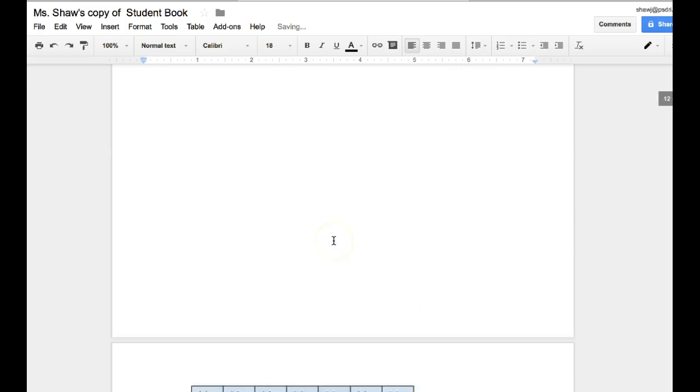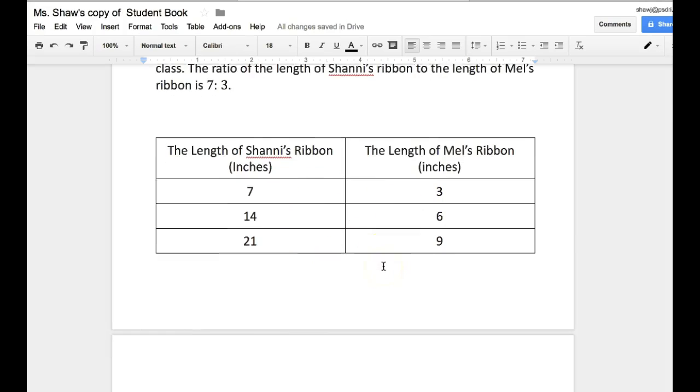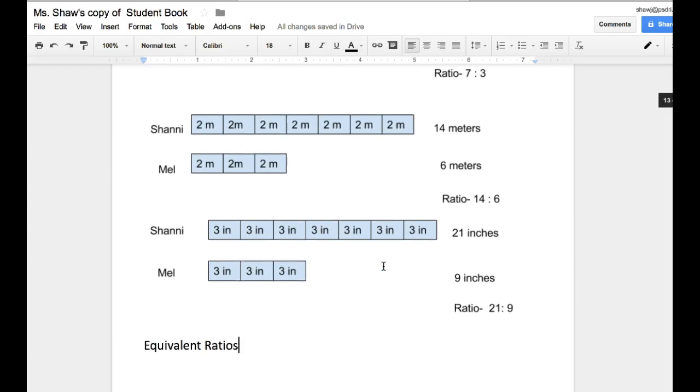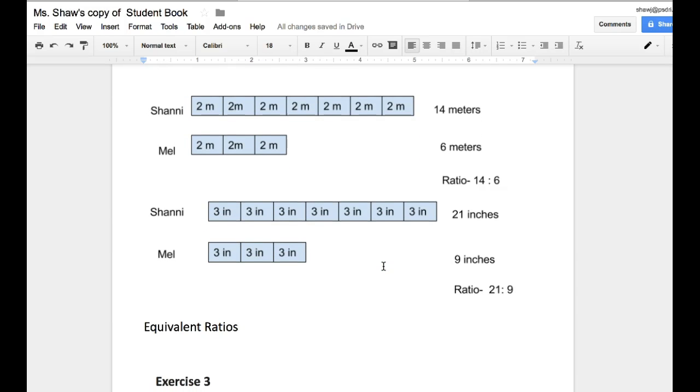If we go all the way back up to the top and look at our table, we can see how these ratios can be equivalent. 7 to 3 is equivalent to 14 to 6 because you're multiplying both of them by 2. 21 to 9 is equivalent to 7 to 3 because you're multiplying both 7 and 3 by 3. And that's what we did down here with our tape measures. So these ratios are considered equivalent ratios.